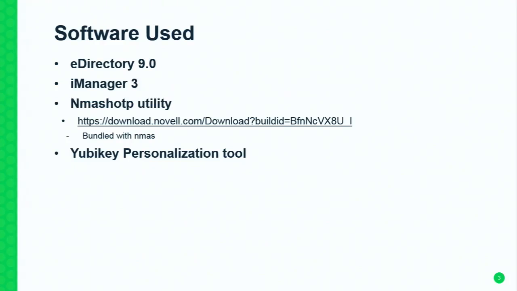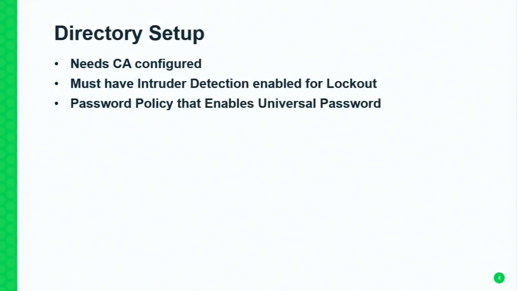So when I said doing eDirectory 9, this also works on eDirectory 8.8 and I believe 8.7. I don't remember what service pack, but one of the later versions of 8.7. If you're still on 8.7, I feel very bad. If not, cool. You have to have a certificate authority and intruder detection for lockout. These are not necessarily hard prerequisites, but they're kind of best practices. And a password policy that enables universal password. That one does become important later because of the way that eDirectory handles passwords.